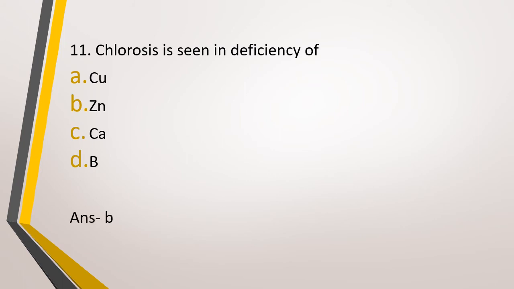What is chlorosis? The loss of chlorophyll, which leads to yellowing of the leaf. And which other elements cause chlorosis? Sodium, potassium, magnesium, sulfur, iron, manganese, molybdenum, other than zinc. All these elements, if they are deficient, will lead to chlorosis.